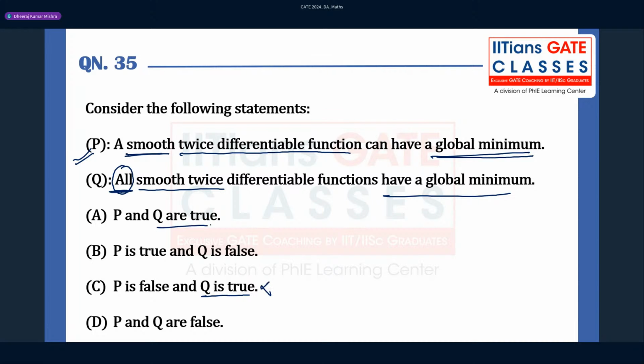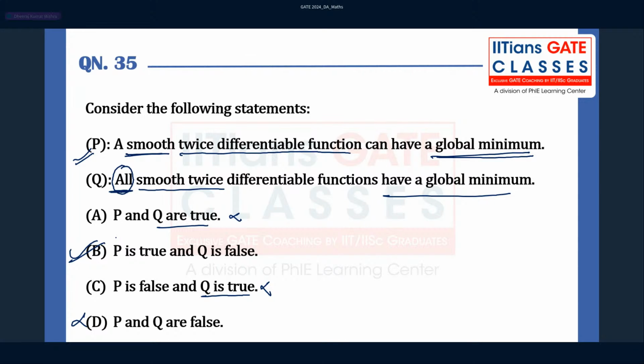Okay, Q is true, which is wrong, right? And here both are wrong. Okay, they have said matlab this will be wrong. So which option is going to be correct here? Option B, right? So it is a concept based question, right? So I hope everybody understood this.